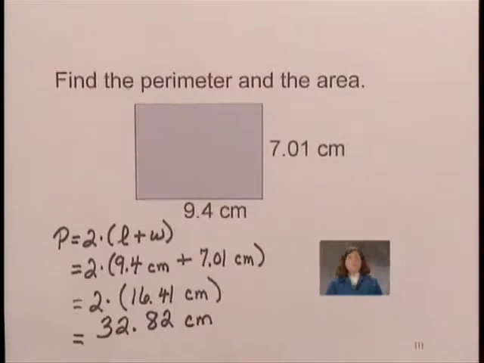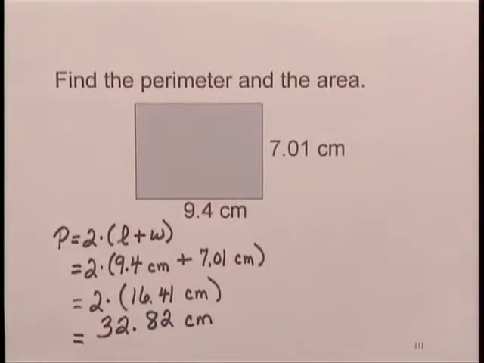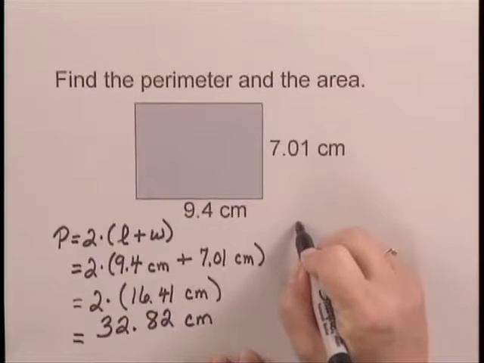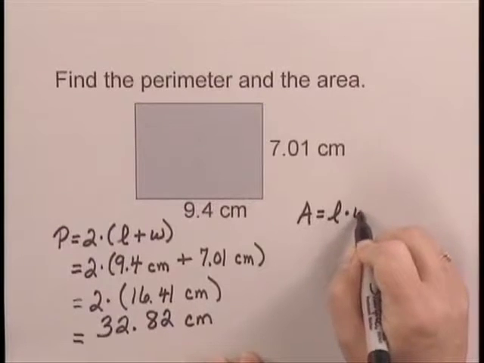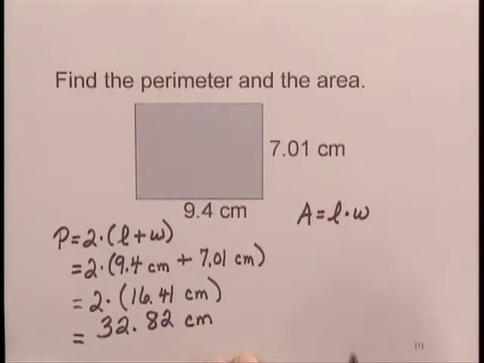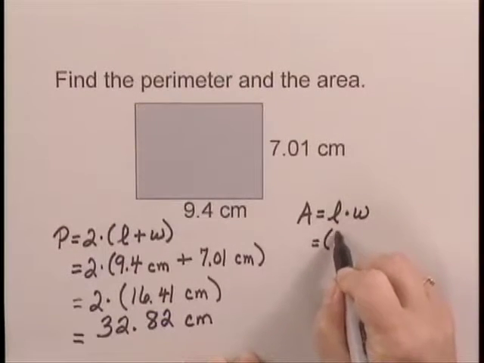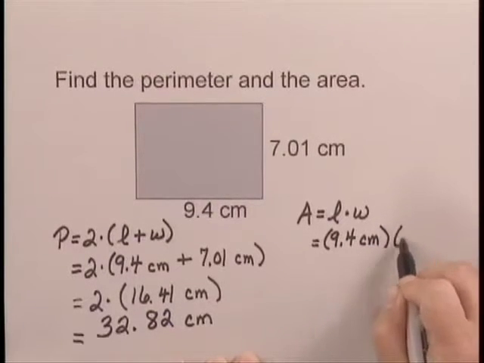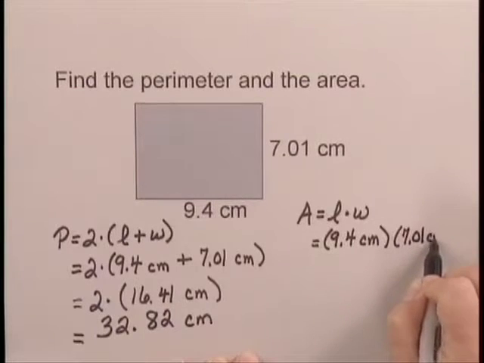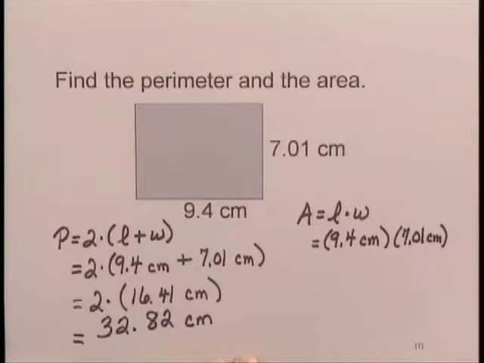To find the area, we will again start by writing the formula for the area of a rectangle. A equals length times the width. And we substitute 9.4 centimeters for the length and 7.01 centimeters for the width.